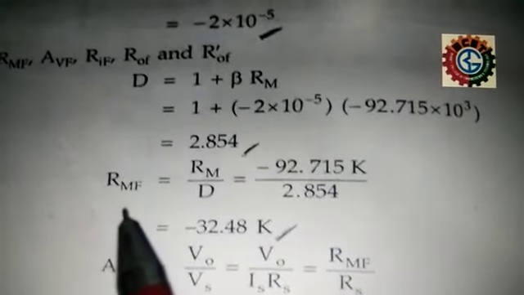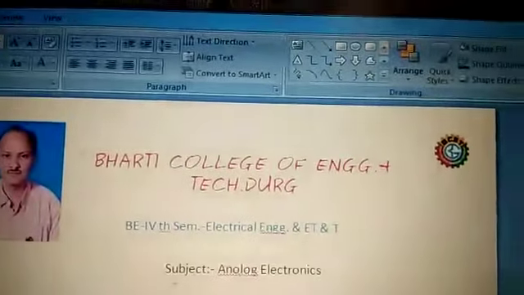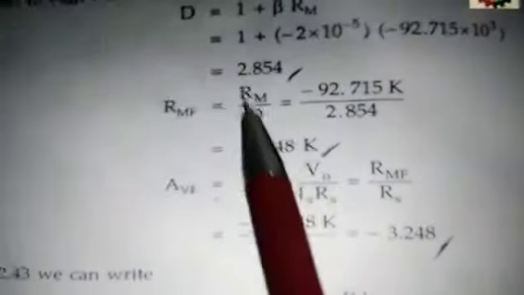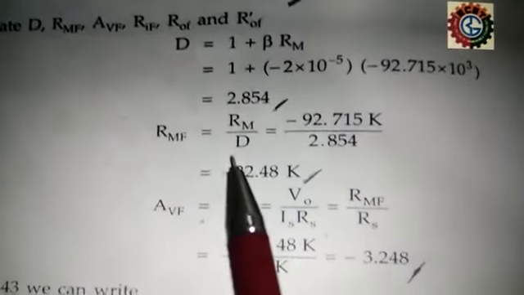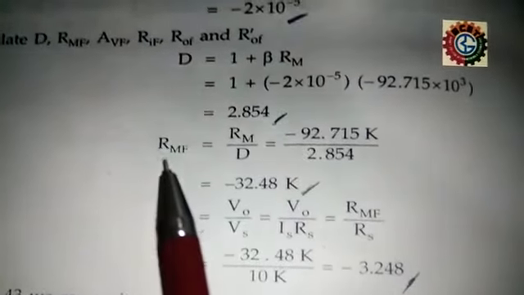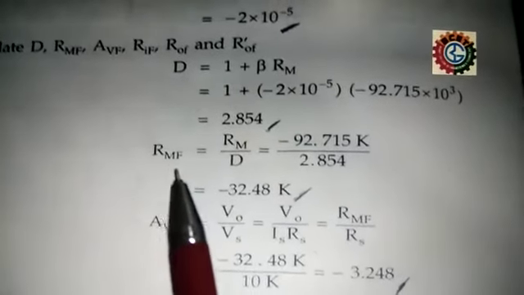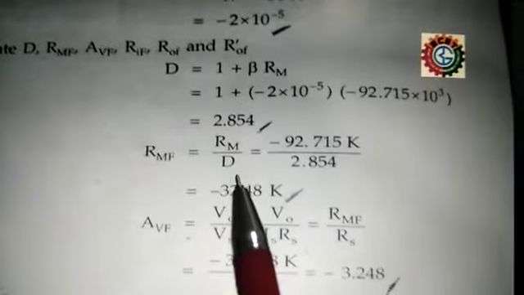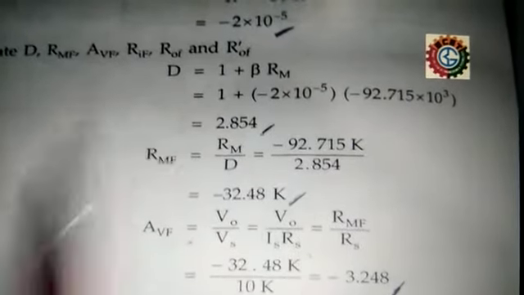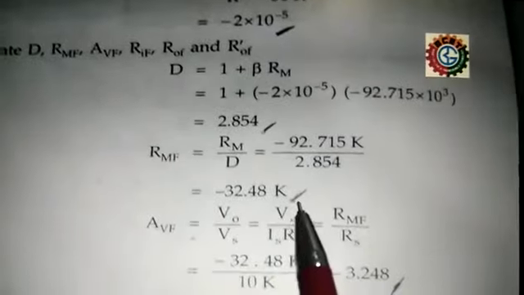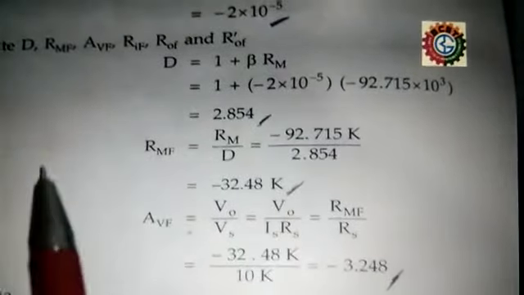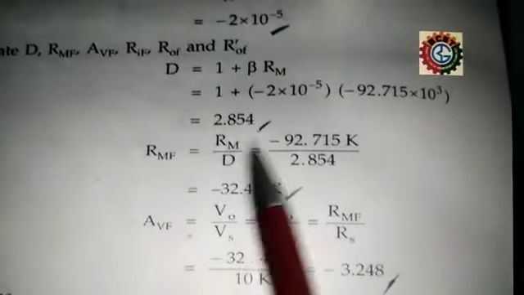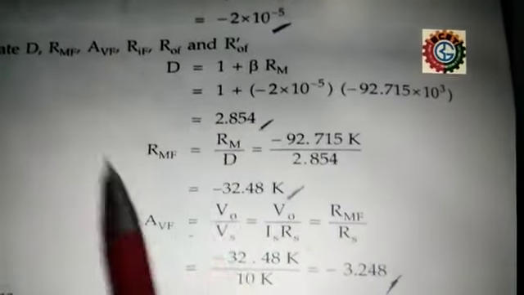Then RMF, that is trans resistance with feedback, is Rm by D. Here one more thing you must remember. In two topologies, the closed loop gain, here trans resistance particularly, will be open loop gain divided by D, and in the other two cases it is D into this particular gain. In shunt it is Rm by D, or open loop gain divided by D, and in series it is Rm into D. So depending upon the topology you can use this formula.